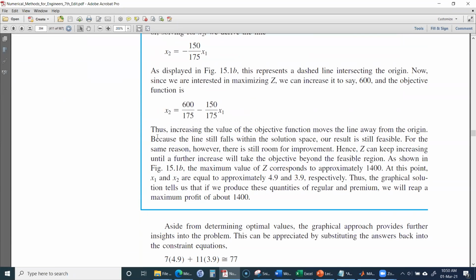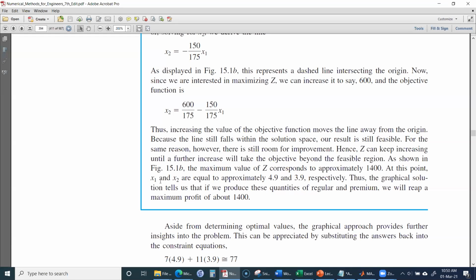Let me read it over here. Thus, increasing the value of the objective function moves the line away from the origin. Because the line still falls within the solution space, our result is still feasible. For the same reason, however, there is still room for improvement. Hence, Z can keep increasing until a further increase will take the objective beyond the feasible region. As shown in figure 15.1b, the maximum value of Z corresponds to approximately 1400. At this point, x1 and x2 are approximately 4.9 and 3.9 respectively.